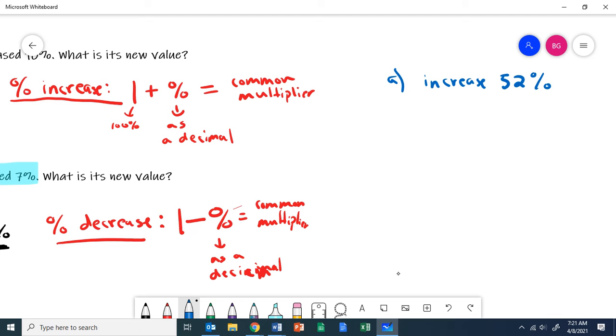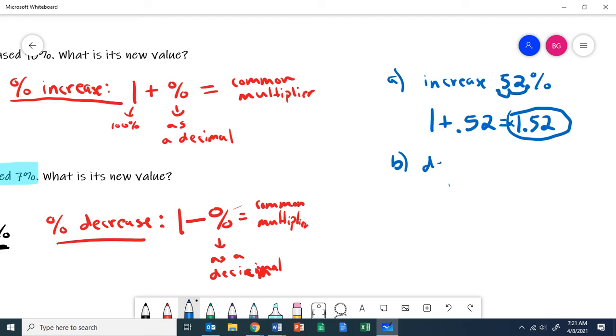All right. So what you should be thinking is percent increase. Whenever you see a percent increase, you're increasing. So we're going to do 1 plus 52% as a decimal. I find the decimal, move it 2 times to the left. I get 0.52. So I'm going to do 1 plus 0.52. And that gives me 1.52. So our common multiplier would be 1.52 on this problem. Let's try another one here.